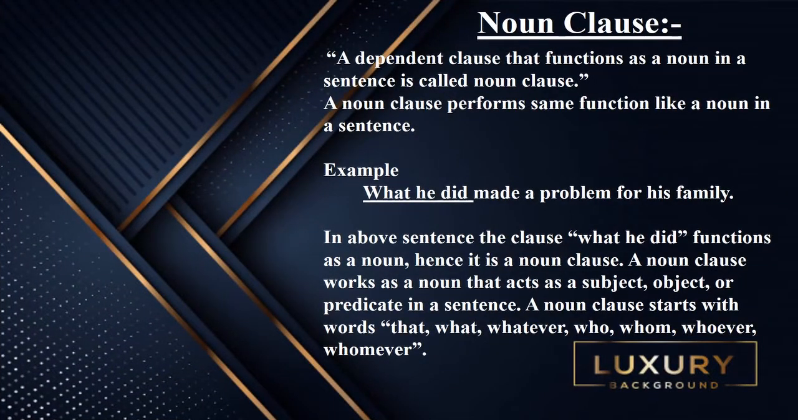Now let's discuss the noun clause, which is a type of dependent clause. A dependent clause that functions as a noun in a sentence is called a noun clause. A noun clause performs some function like a noun in a sentence. For example, what he did made a problem for his family. In the above sentence, the clause what he did functions as a noun, hence it is a noun clause. A noun clause works as a noun that acts as a subject, object or predicate in a sentence. A noun clause starts with words that, what, whatever, who, whom, whoever and whomever.